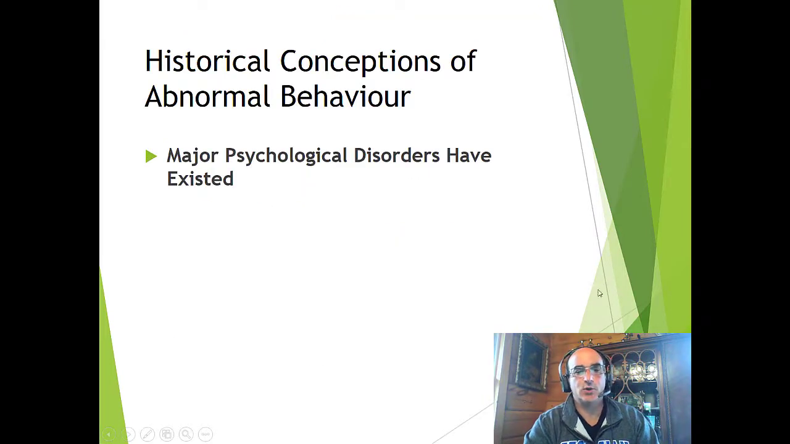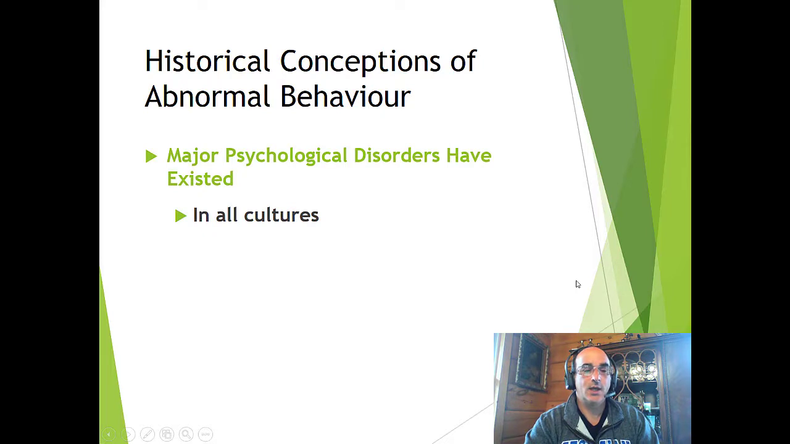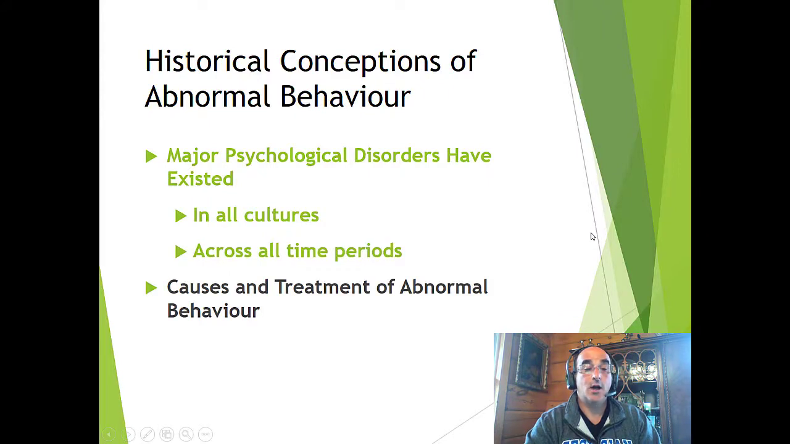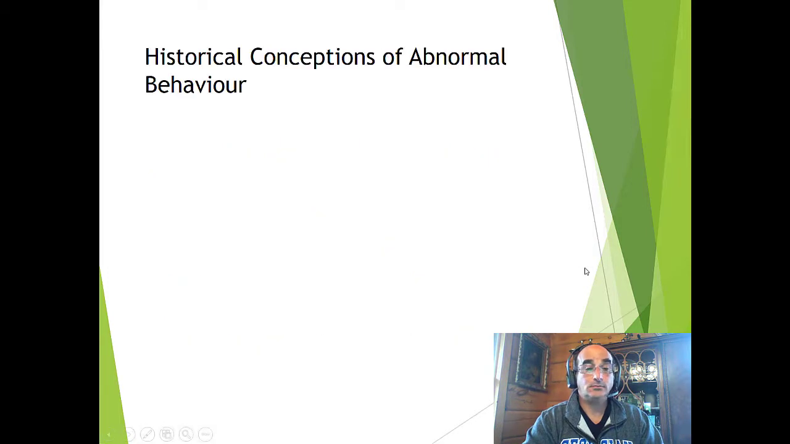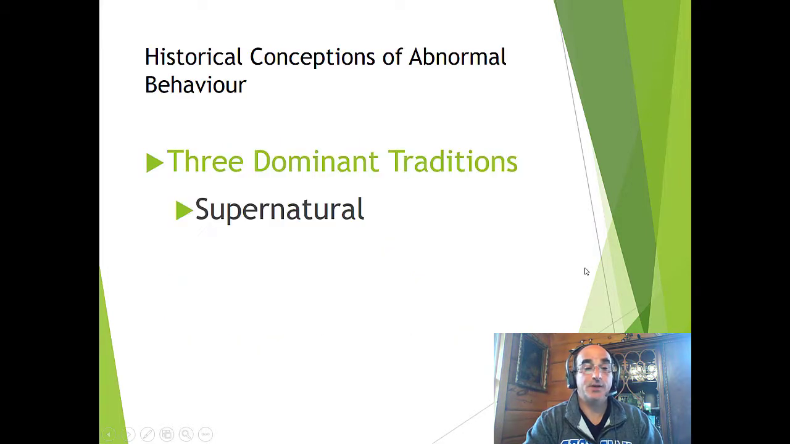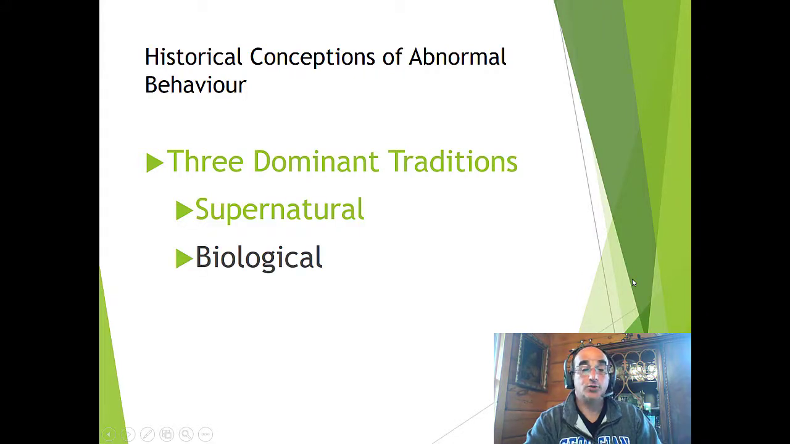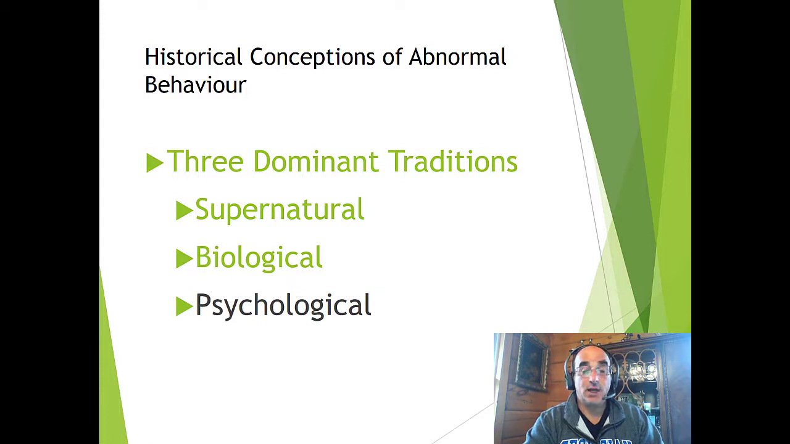Major psychological disorders have existed in all cultures and have crossed all time periods. So let's look at some of those cultures and time periods to understand how causes and treatments of abnormal behavior took place. In terms of the human condition, the treatment and causes of abnormal behavior widely vary depending on the time, the culture, and the worldview. There have been three dominant traditions, the first being the supernatural tradition, the second being the biological tradition, and the third being the psychological tradition.